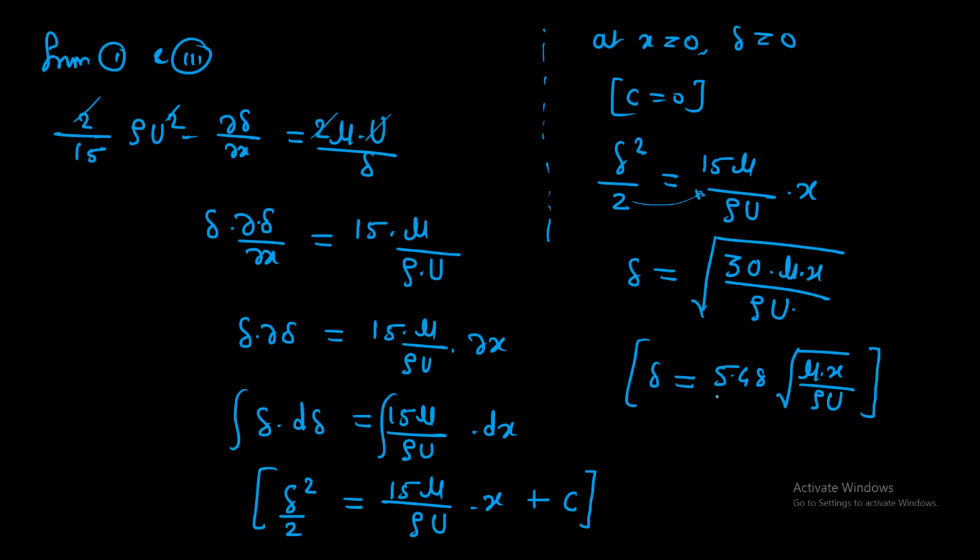Now we have to write this delta. The question is find out the boundary layer thickness in terms of Reynolds number. So we have to rearrange this term in terms of Reynolds number.